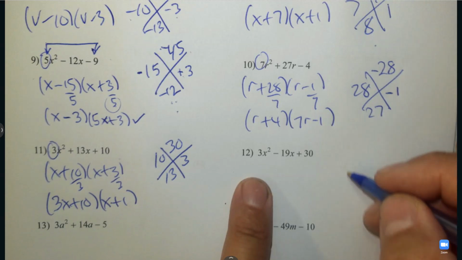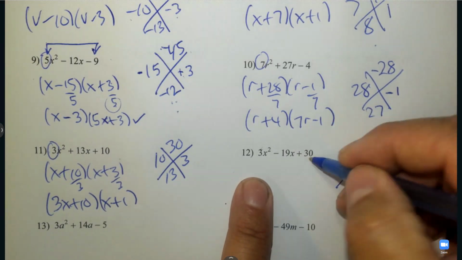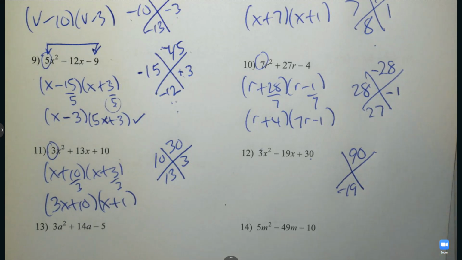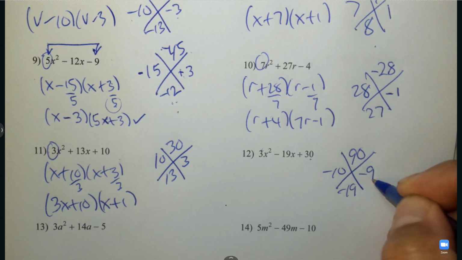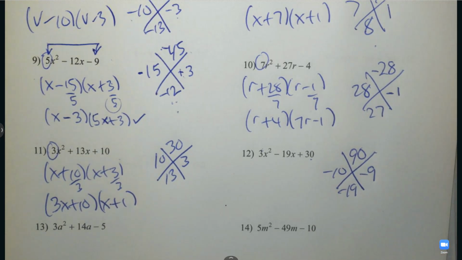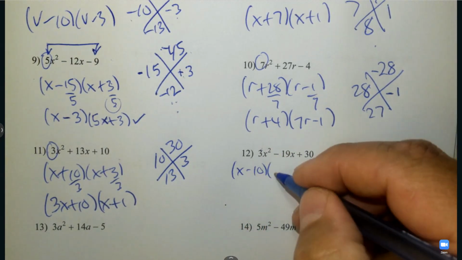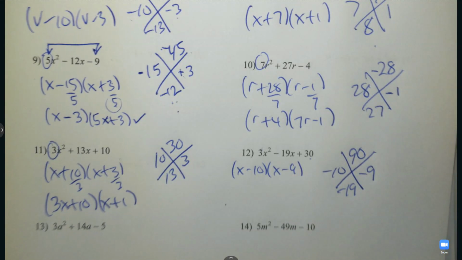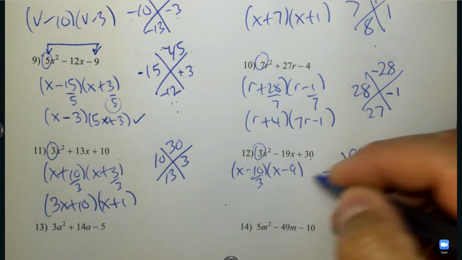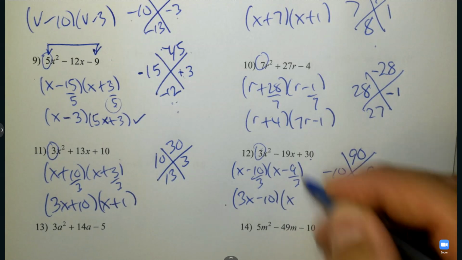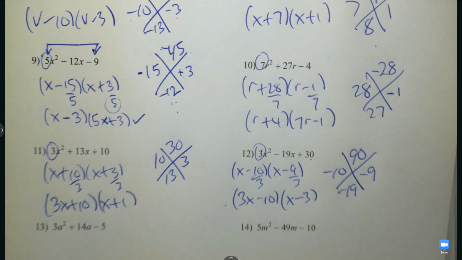Number 12. 3 times 30. Oh, this is a big number, but it's going to work. Negative 19. What two numbers? Press pause and see if you can find the numbers. Don't give up. So negative 10 and negative 9, they multiply to positive 90, they add to negative 19. So we have two numbers, so x minus 10, x minus 9. Divide by 3, and then slide the denominator. Now 9 divided by 3 is 3, and you have your answer.